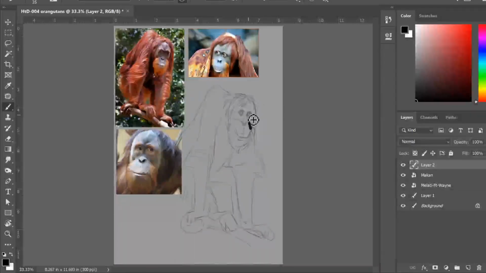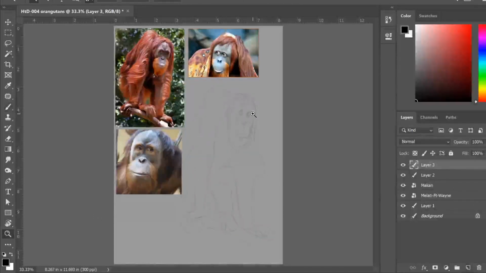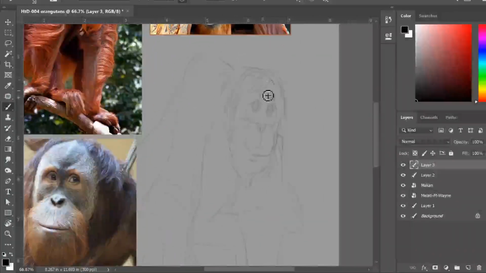So orangutans are one of the 4 species of great ape. So there's gorillas, orangutans, bonobos, and chimpanzees. And these guys are the only ones that live in Southeast Asia.